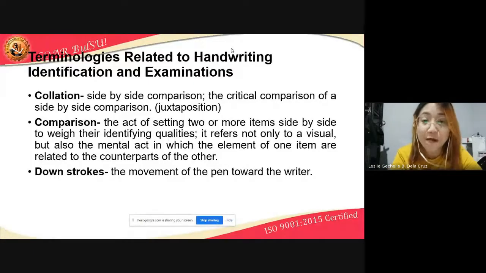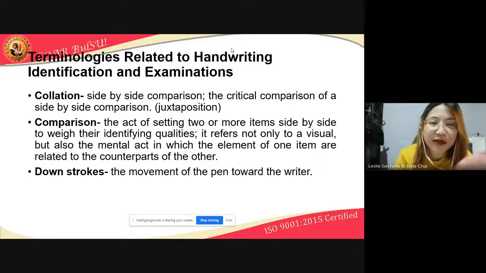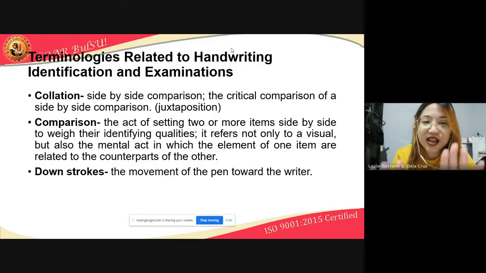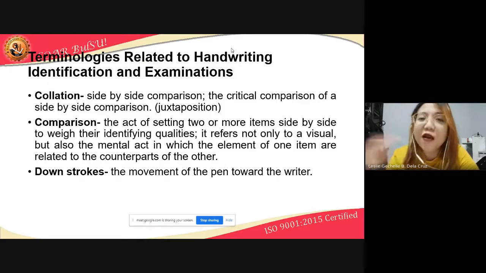Collation is side-by-side comparison, the critical comparison of a side-by-side comparison. This is a handwriting examination na ginagawa mo. Sabihin na natin, ito yung question document. Tapos ito yung standard, literal na pinagtabi mo sila. That's collation. Okay? Pinagtabi mo lang sila. Then, comparison. Yung gagawin mo pagkatapos mo silang i-collate, pagkatapos mo silang pagtabihin. The act of setting two or more items side-by-side to weigh their identifying qualities.